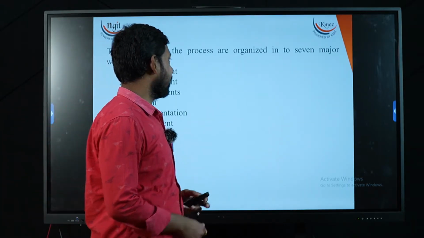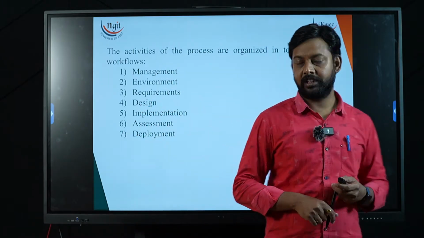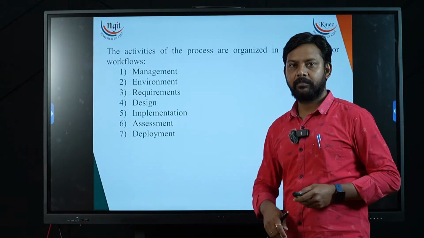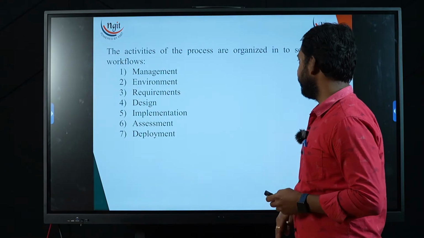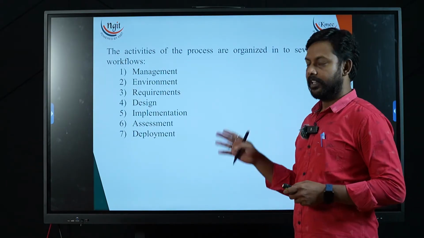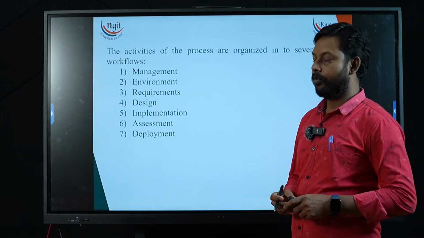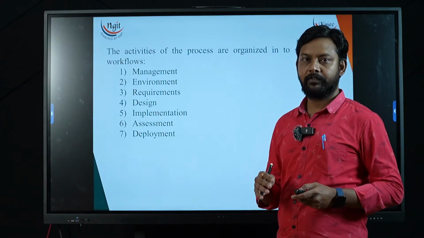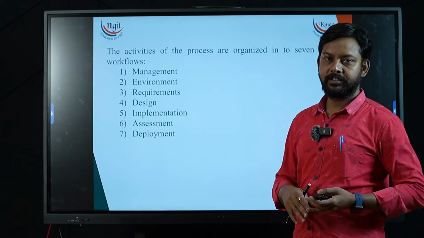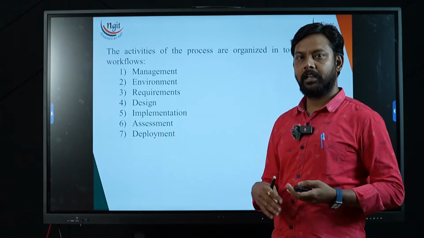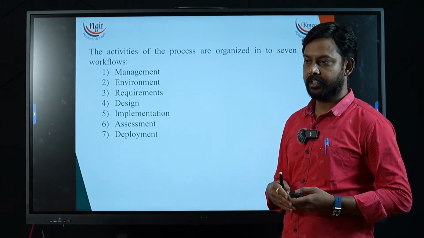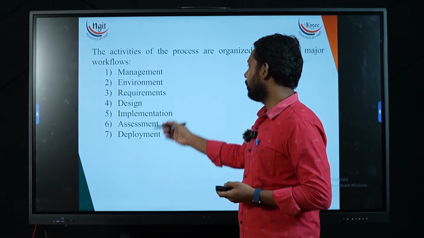Now going with the different activities that are available in your project workflow. Basically a project workflow consists of 7 different activities or 7 different processes. First is your management process. Management is going to focus mostly on the releases of your project. What is the cost associated with your project? What is the deadline of your project? All these will be discussed under management.